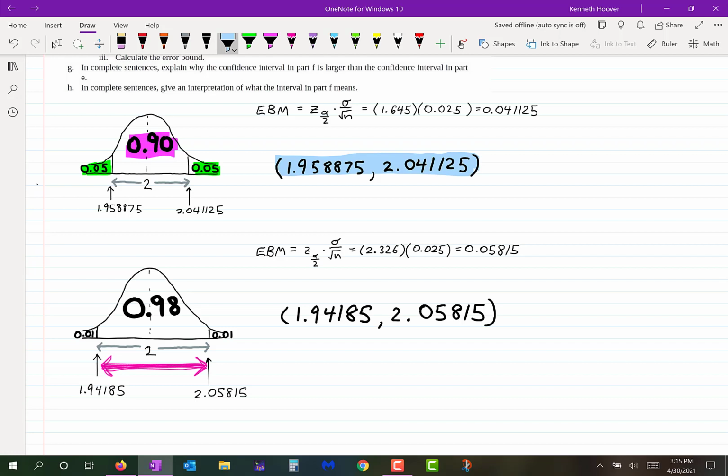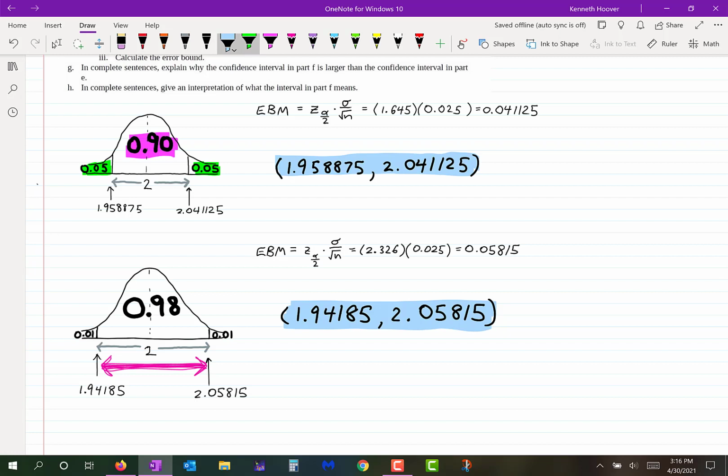Well, let's use another analogy. What if you were going to shoot a bow and arrow, and I let you pick the size of the target? If you want to be more confident of hitting the target, what are you going to do? You're going to make a bigger target, right? A bigger target means you're going to have a higher confidence that you're going to hit the target. That's why this one's bigger. It's a higher confidence level.